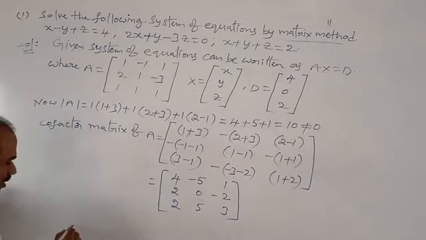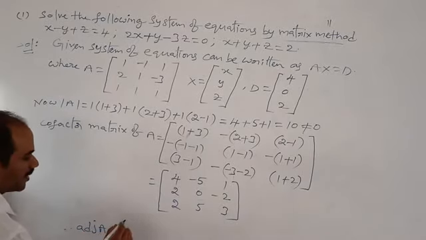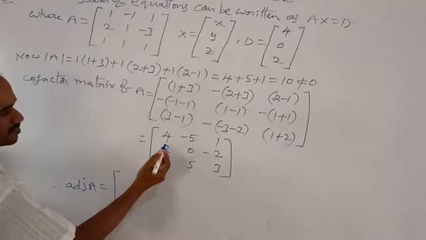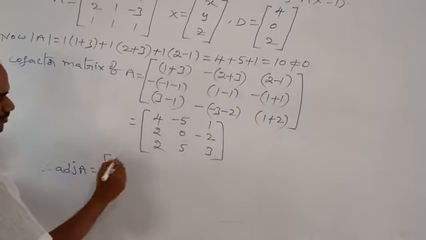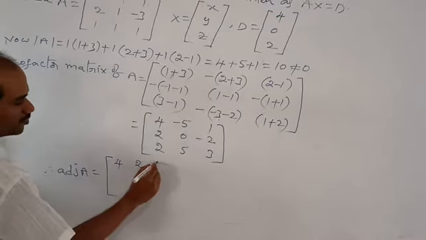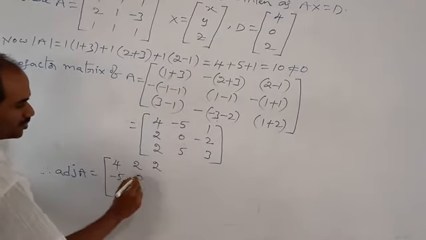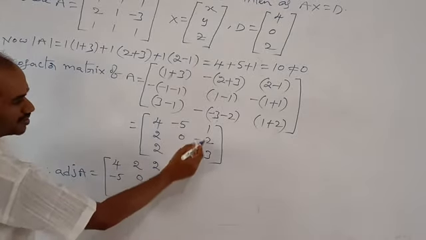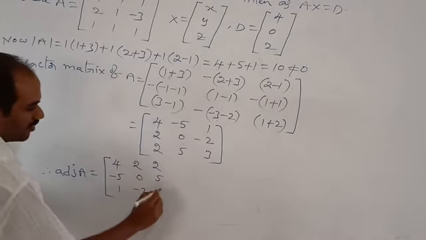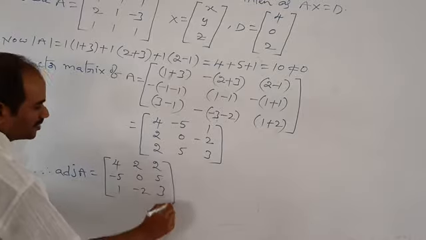Next, write the adjoint of A. The adjoint of A is equal to the transpose of the cofactor matrix. Transpose means interchange rows into columns. So the first row is 4, 2, 2. Next, the second row is minus 5, 0, 5. Next, the third row is 1, minus 2, 3. This is the adjoint of A.